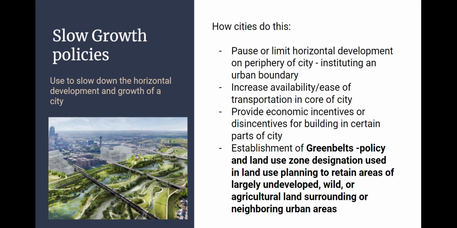Other ways to slow growth is to make transportation easier in the core of the city, or to connect it more easily, or to have public transportation that is connected in with the core of the city, and then not connected in the parts that you don't want connected to the city, right? And also to provide economic incentives or disincentives for building in parts of a city. So easing zoning regulations, or instituting more or fewer restrictions based on where you want growth to happen or not happen.